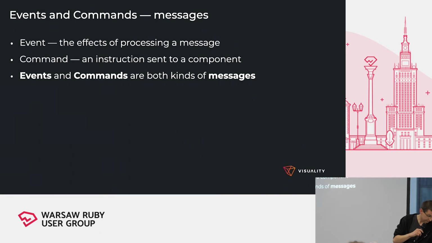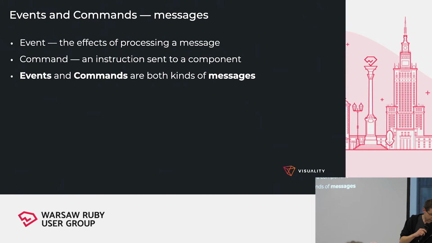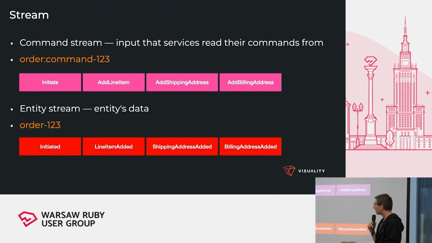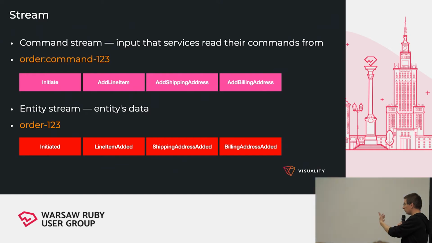So hence, MessageDB. All right. We don't just create messages. We actually organize them in categories. Categories are called streams. So we have, for example, let's start from the bottom, order-1-2-3. That's the name of a stream that contains events regarding the order with ID 1, 2, 3.